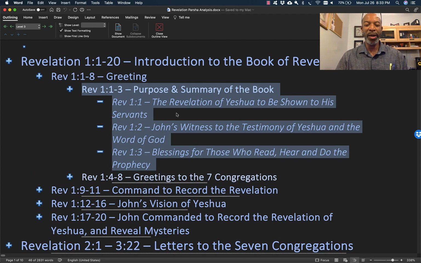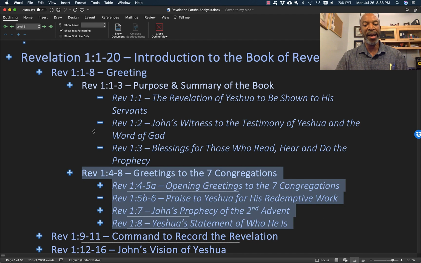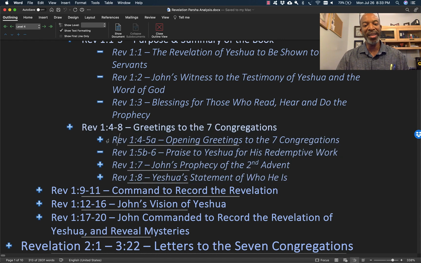And so it's verse 1 is a revelation of Yeshua to be shown to his servants. Verse 2 is John's witness to the testimony of Yeshua and the word of God. And then verse 3 is the blessings for those who hear and do the prophecy. So likewise with verses 4 through 8, I broke those down into 4 topics. And then each one of these I even broke down into another topics.